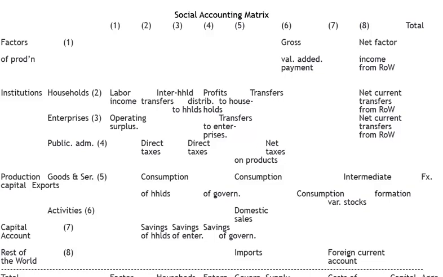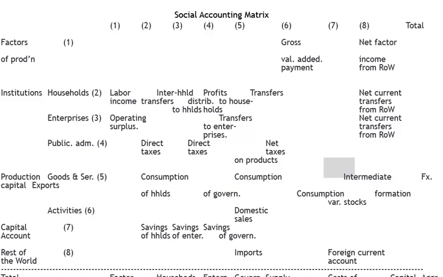Okay, I would like to comment on row 7 and column 7. So you've got the capital account. In row 7, you see that you've got saving of households, plus saving of enterprises, plus saving of governments. So it is the capacity to finance of this economy. And in column 7, you've got the investment by firms, that is to say the fixed capital formations.